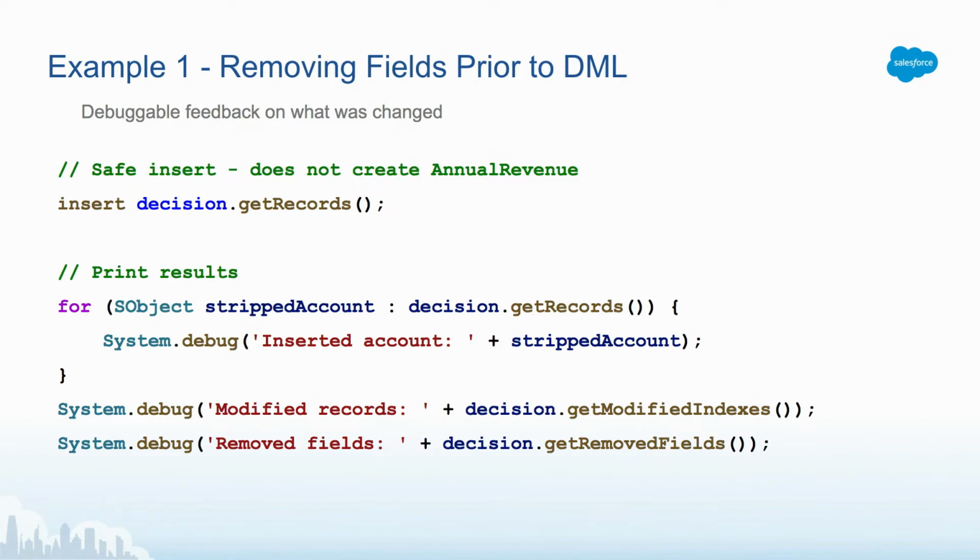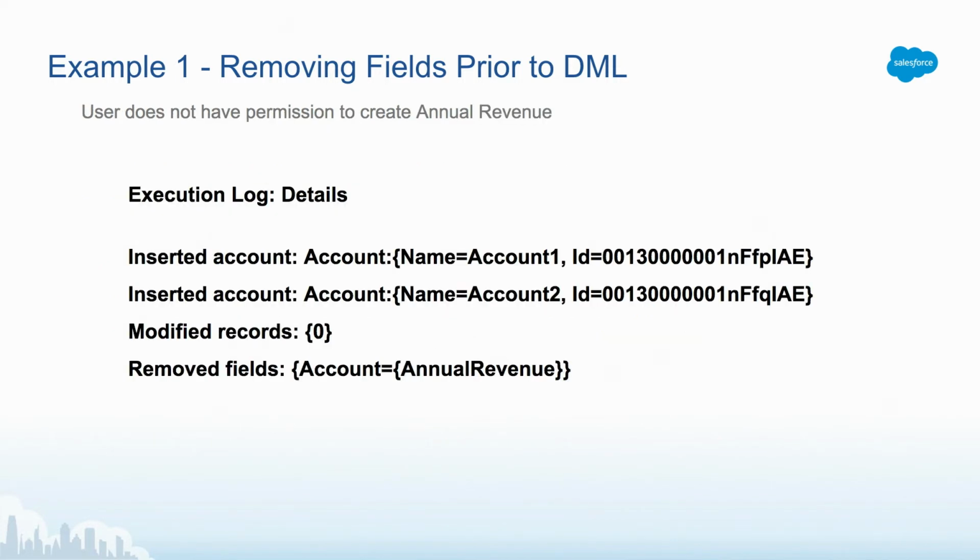We can look and see what happens in a method like this with simple system.debug statements. We'll just loop over those records and look at each one, and we'll look at the modified records and the removed fields. So if you open the execution log and look at the details column, you will see data that include these kinds of statements. I've stripped off the time and so on, but you see inserted accounts, and you'll see that the accounts only have a name. They have an ID, but they do not have the annual revenue.